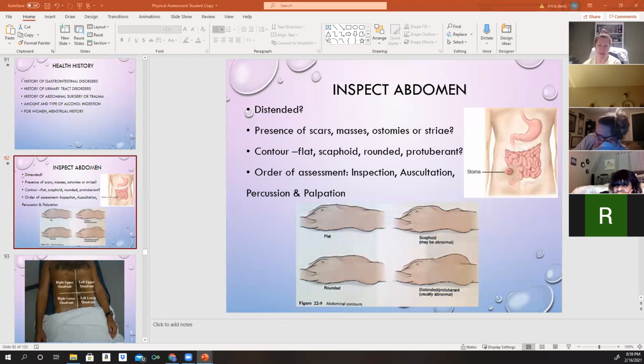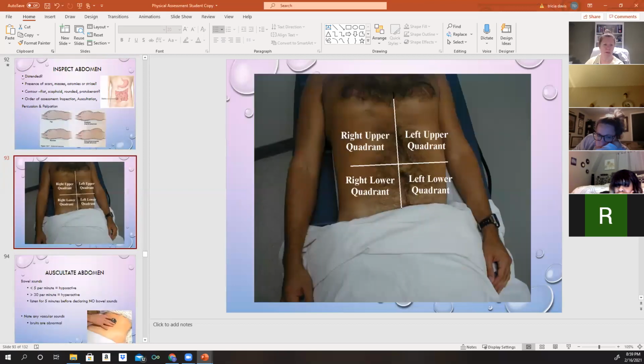So we divide our abdomen into 4 different quadrants. We have the right upper quadrant, the left upper quadrant, the right lower quadrant, and then the left lower quadrant. So when you listen to bowel sounds, you're gonna start down there at that right lower quadrant, and then you are gonna move up to the right upper, then you're gonna move over to the left upper, and then you're gonna move over to the left lower. Do you guys know why you start at the right lower?